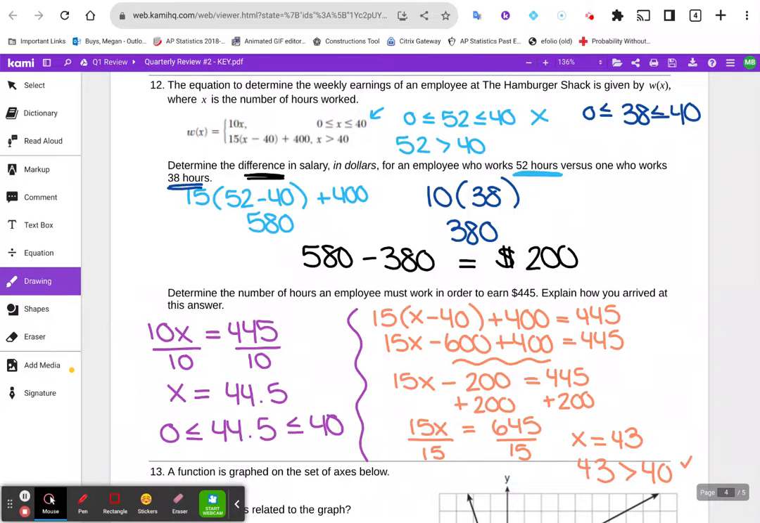Now, I didn't leave myself much room. So forgive me for this last piece, but the thing to keep in mind is you do need to explain. Explain means I need a sentence in words. So I'm not going to write one in, but you should. You should definitely have a sentence in here that says something along the lines of, it couldn't be the first equation because 44.5 was not between 0 and 40. So because 43 hours is greater than 40, we knew it was the second equation. So that's how we solved for 43.